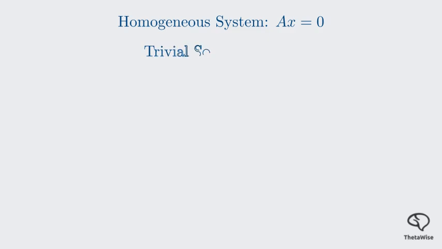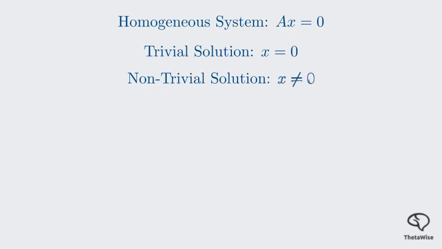Next, let's dive into a special type of matrix equation called a homogeneous system. A homogeneous system is any system of linear equations that can be written in the form Ax equals 0, where 0 is the zero vector. The key thing to notice about homogeneous systems is that they always have at least one solution. This solution is the zero vector itself, where all variables are 0. We call this the trivial solution. The interesting question is whether there are any other solutions, called non-trivial solutions. A non-trivial solution is any solution vector x that is not the zero vector.